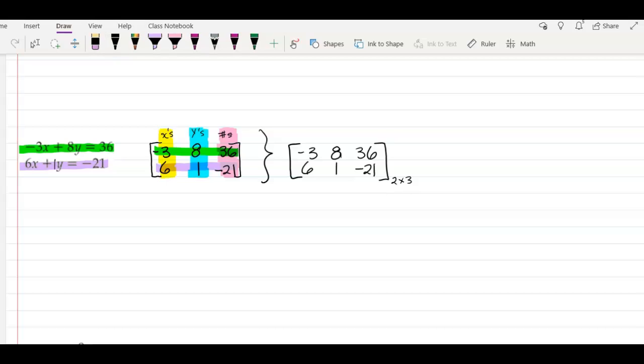Now, what are we going to do with this matrix? Well, we're going to use either our graphing calculator or Desmos, and it's going to reduce it for us. It's going to put it in reduced row echelon form. That's the technical word for this. Let's look at what happens when we put this into Desmos.